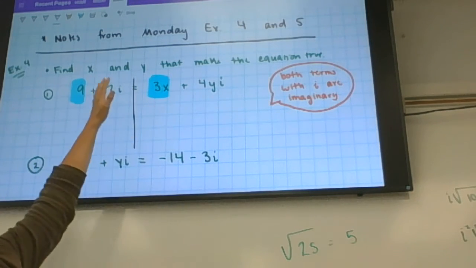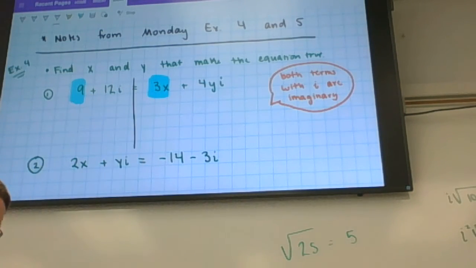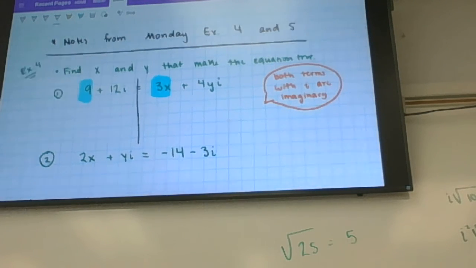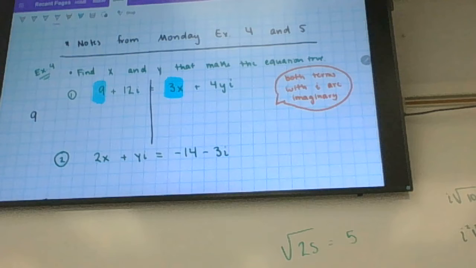Okay, that's what you're doing. You're trying to equate the first term here with the first term here. So I'm going to set 9 equal to 3x, equating the real parts, setting the real parts equal to each other. And then hopefully you can look at it and figure it out: oh, 3 times 3 is 9. But if not, you're just going to solve a little baby equation, divide both sides by 3, and you get x equals 3.